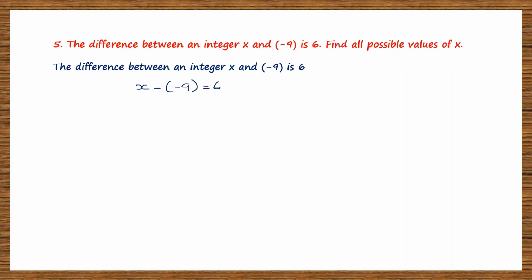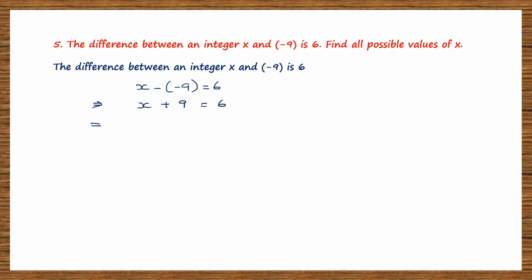So what have we done? This time we have put x first. Next time we'll put minus 9 first, okay, to find the other value. So I put x first. Now I'm going to find the value of x from this equation. So that implies that x, now I'm going to open my brackets. The sign before the bracket is minus, that means minus 9 will now become plus 9. So x plus 9 is equal to 6.